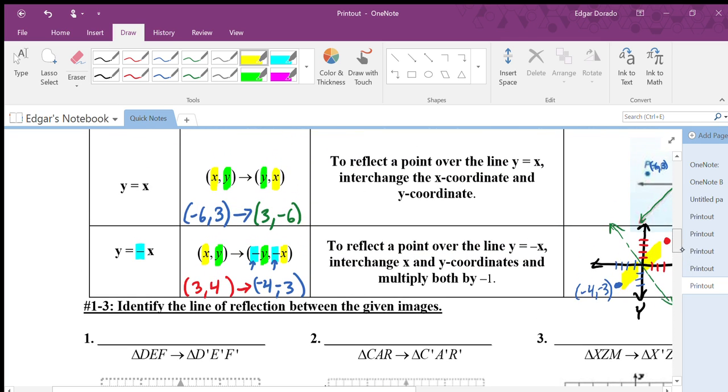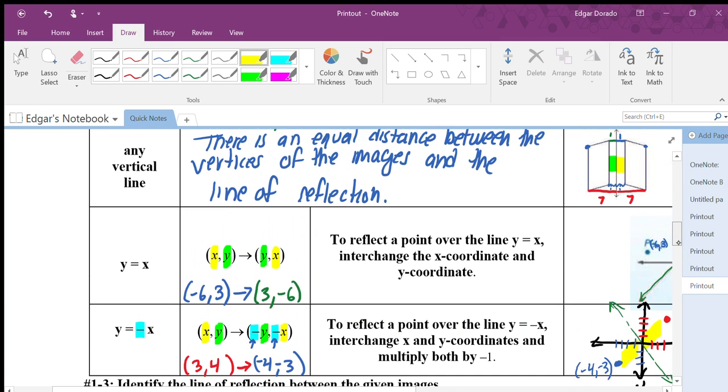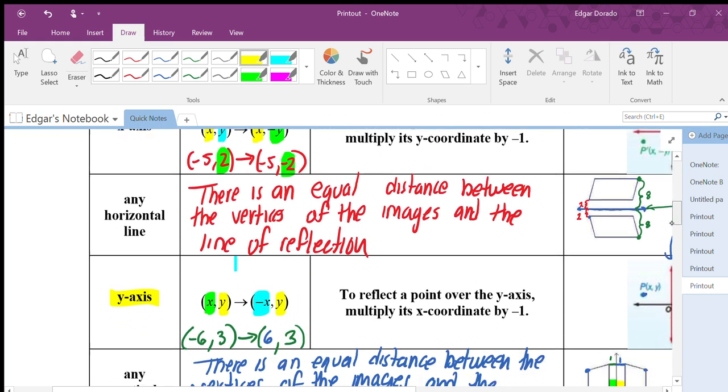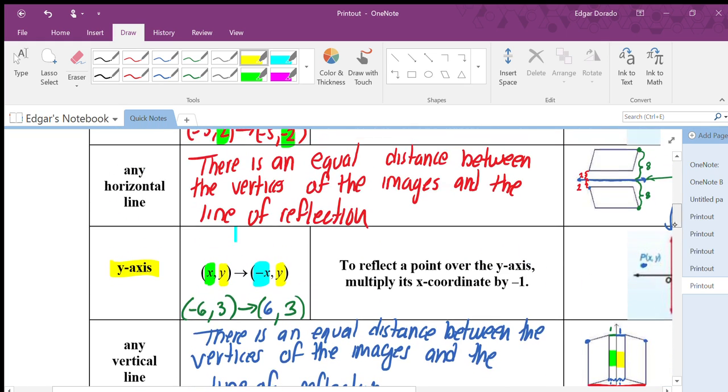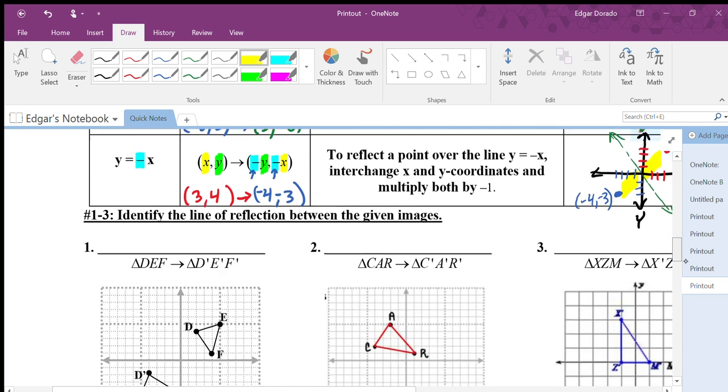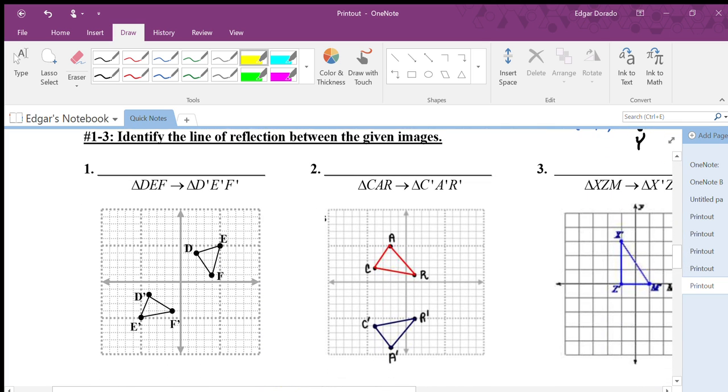Do I have the line y equals -x, y equals x, the y-axis, or the x-axis? Or I might have a new vertical line, maybe like x equals 2, or a new horizontal line like y equals -3. We don't know. That's why we have to figure it out right now. So what I'm going to do is take my original image, right triangle DEF, and find the coordinates.